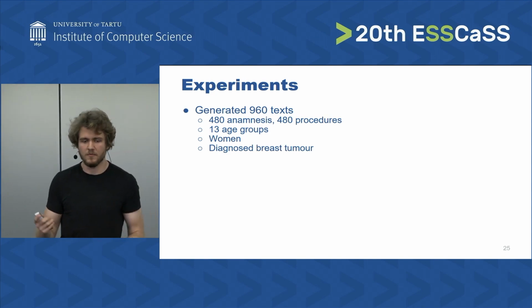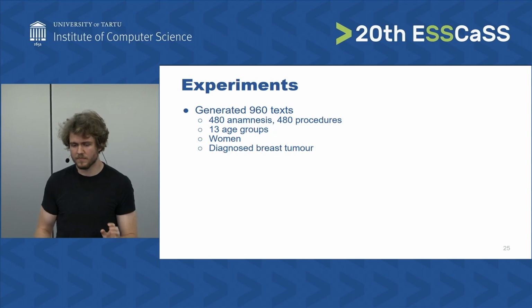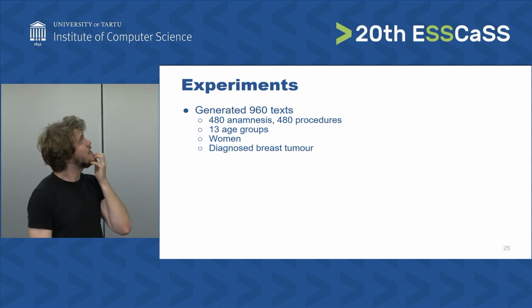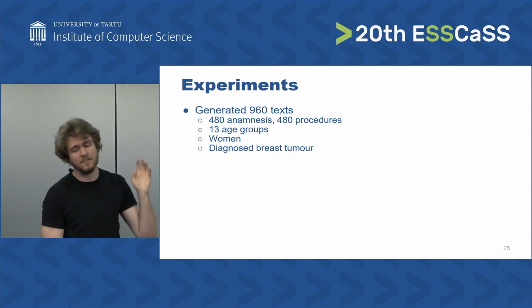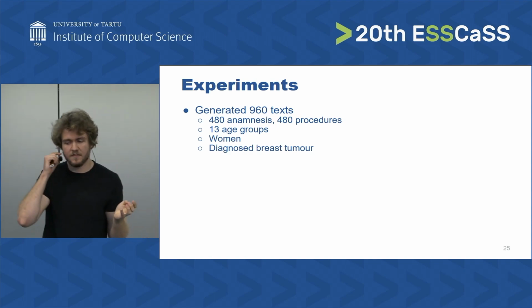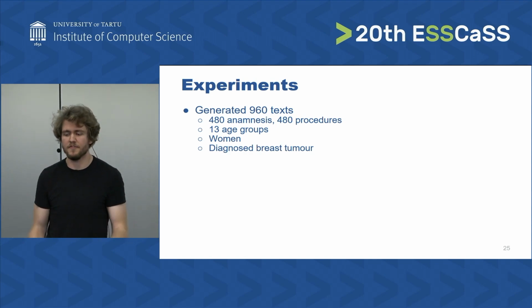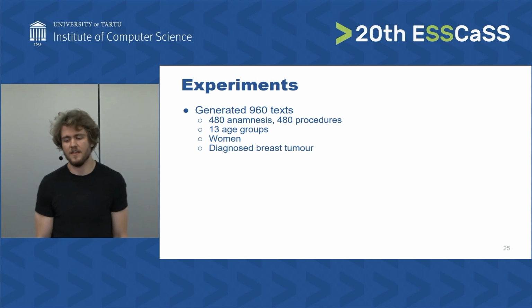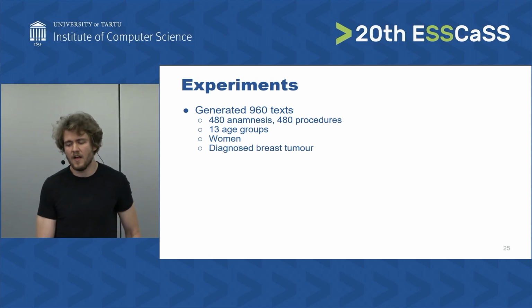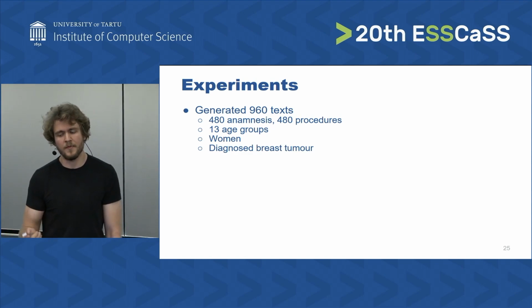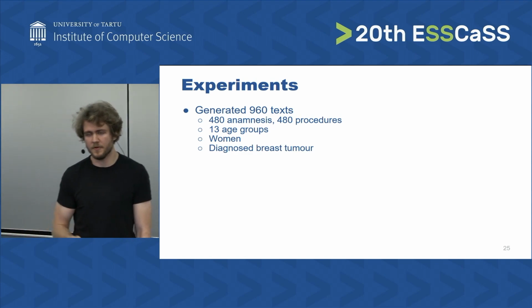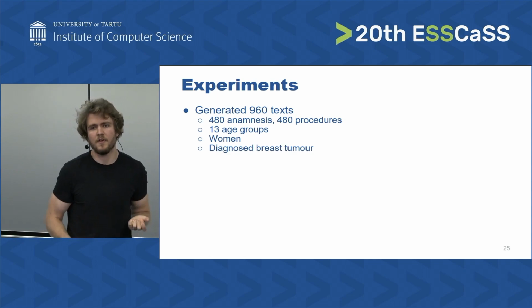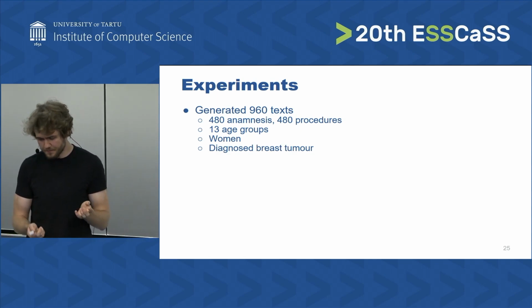One of the experiments that I carried through to help us understand the effectiveness of the pipeline, or where we might have some shortcomings, was that we generated around 1,000, so 960 texts, half of which were anamnesis and half of which were procedures, with the hopes that these text types contain the information that we're looking for. We went for all age groups for women who were diagnosed with breast tumor, because this was aligned with our other interests in another project.